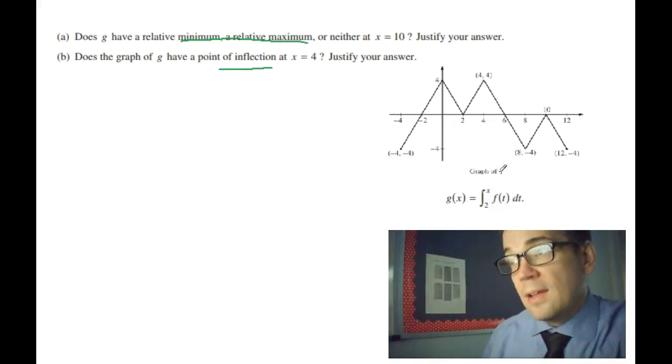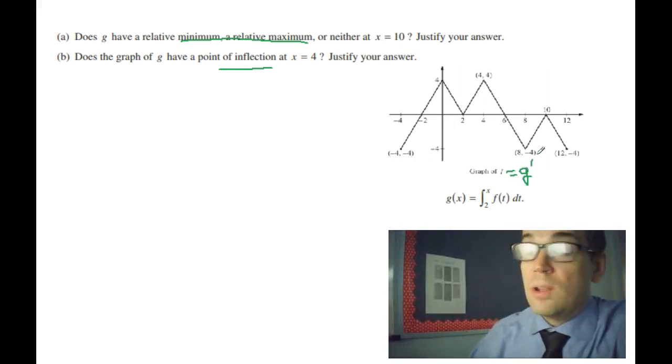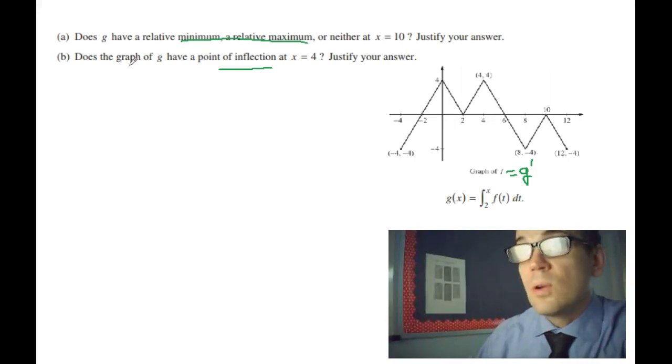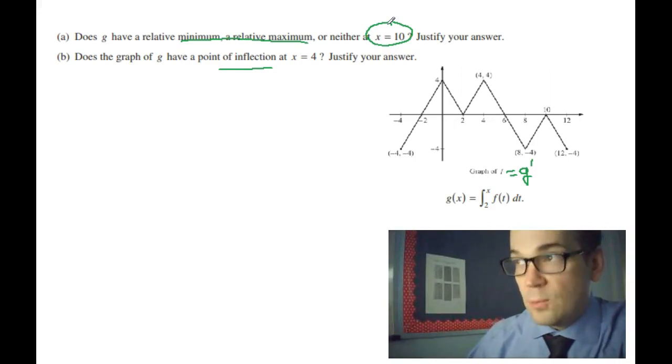of f, and they give us a graph of f, this graph of f is also a graph of what g prime would look like. And we're going to use those same skills from last semester. So if it has a relative max or min at 10, that would mean the derivative of g would be changing from positive to negative when x equals 10.